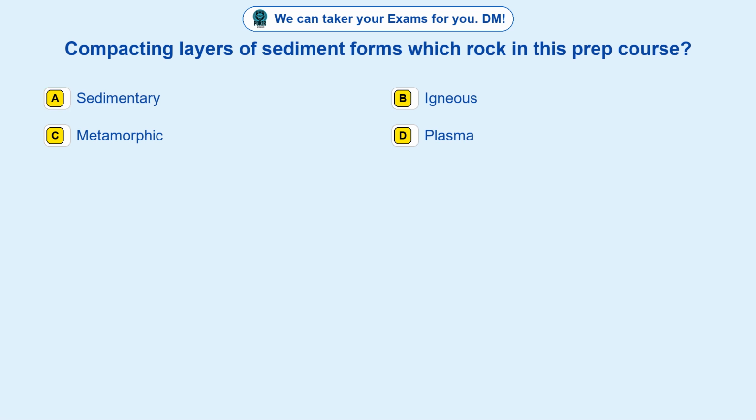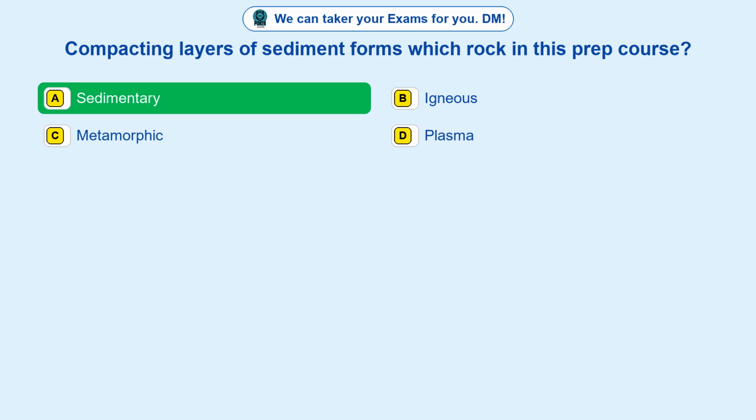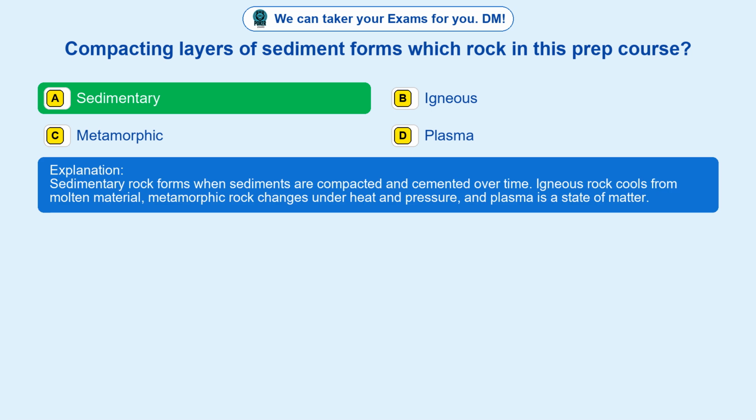Question 85. Compacting layers of sediment forms which rock in this prep course? Option A, sedimentary. Option B, igneous. Option C, metamorphic. Option D, plasma. The correct answer is option A. Sedimentary. Sedimentary rock forms when sediments are compacted and cemented over time. Igneous rock cools from molten material, metamorphic rock changes under heat and pressure, and plasma is a state of matter.